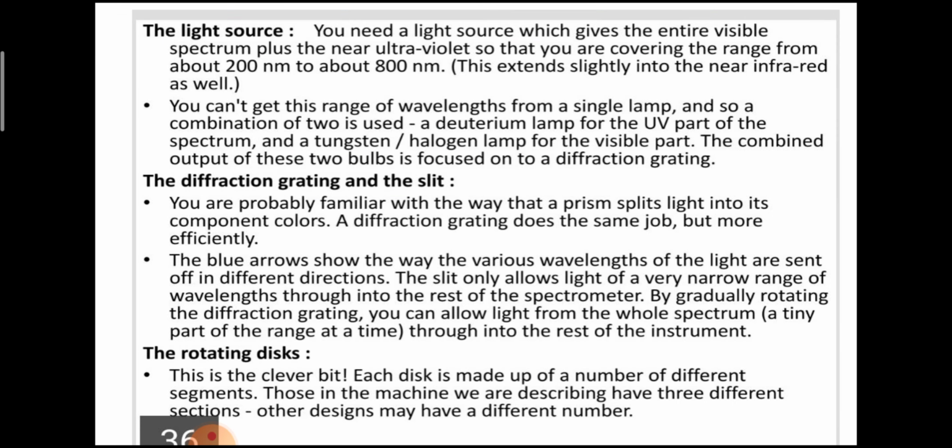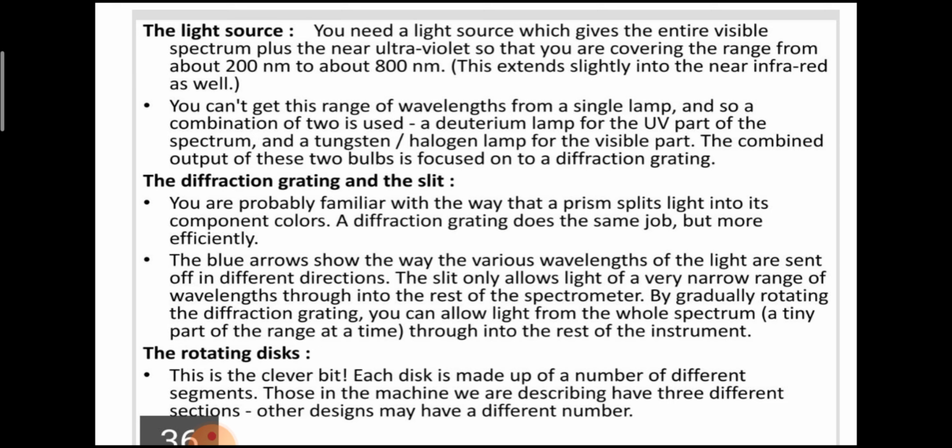In a double beam spectrophotometer, you need a light source which gives the entire visible spectrum plus the near ultraviolet, so that you are covering the range from about 200 nanometers to about 800 nanometers. You can't get this range of wavelengths from a single lamp, so a combination of two is used. One is a deuterium lamp for the UV part of the spectrum and a tungsten lamp for the visible part. The combined output of these two bulbs is focused onto a diffraction grating.